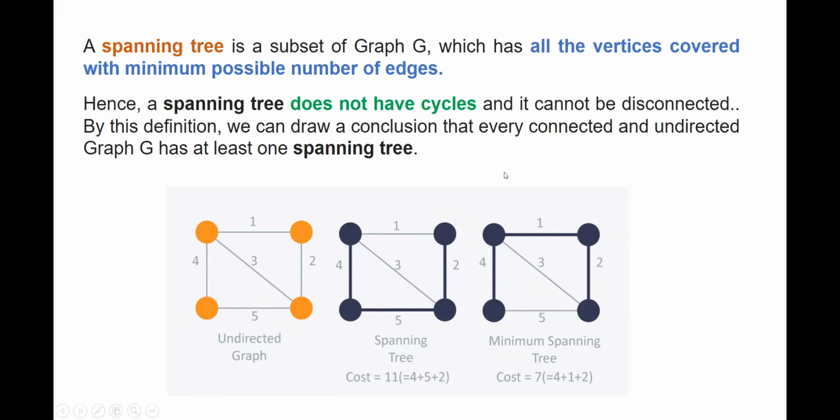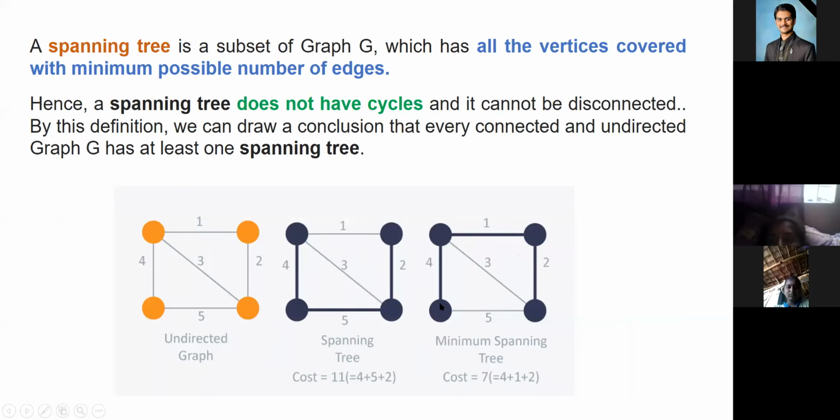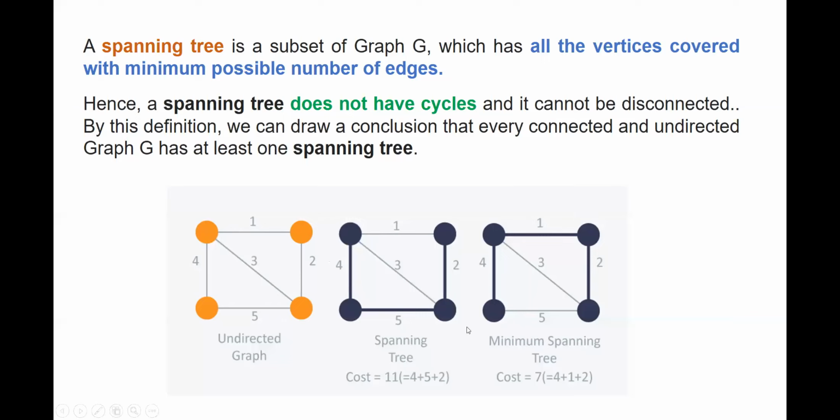So I hope the spanning tree concept is clear. That is, all the vertices must be reached with minimum possible number of edges. And as per the standard observation, we can conclude that, for example, if there are 4 vertices in the given graph, the maximum number of edges that must be present in the spanning tree is 4 minus 1, that is 3 edges. Maximum of 3 edges must be present in a spanning tree. You can observe both spanning trees contain a maximum of 3 edges.